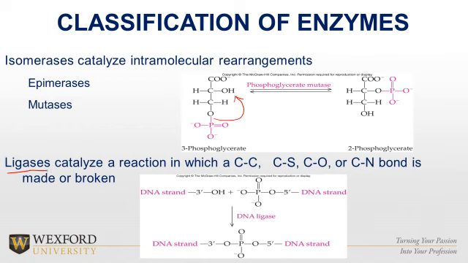Ligases catalyze reactions in which a carbon-carbon single bond, carbon-sulfur single bond, carbon-oxygen single bond, or carbon-nitrogen bond is made or broken. So once again, here we have a DNA strand, and through DNA ligase, we're actually adding this OH to the end. And so we're going to see this a lot with cellular reproduction, how we form DNA strands.